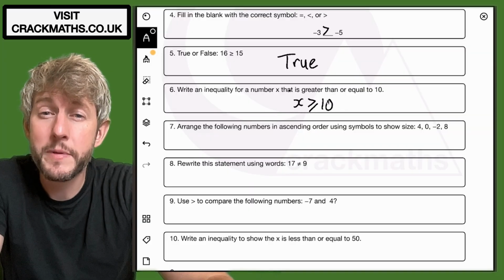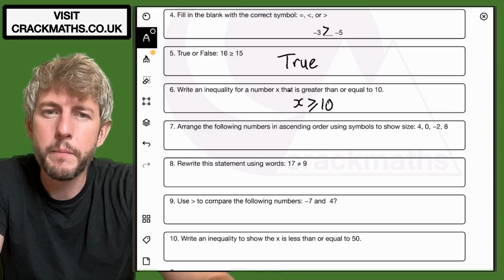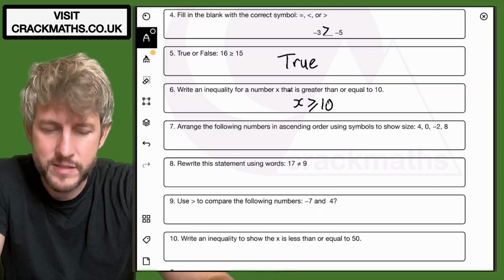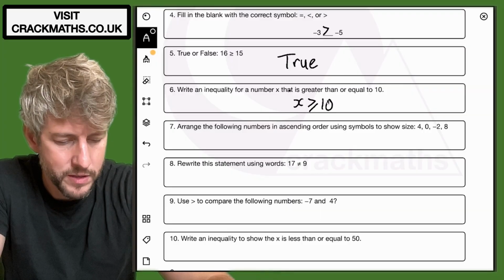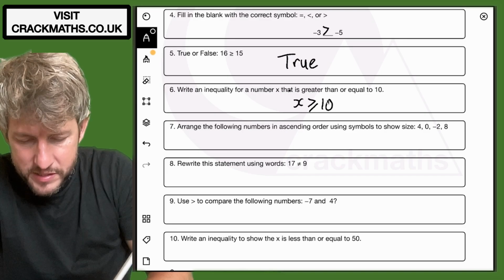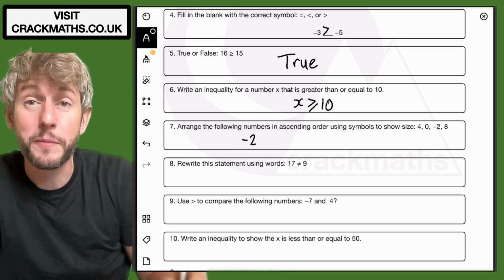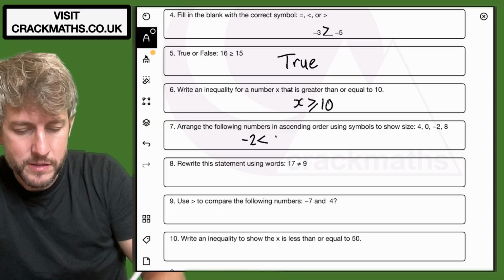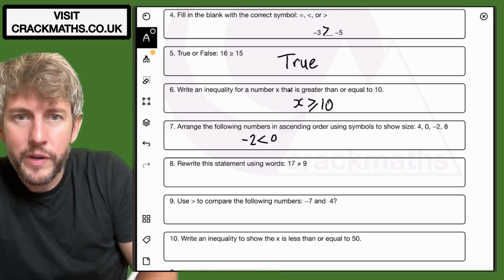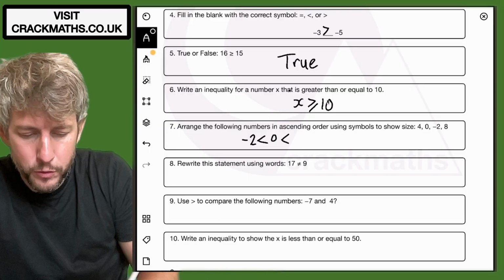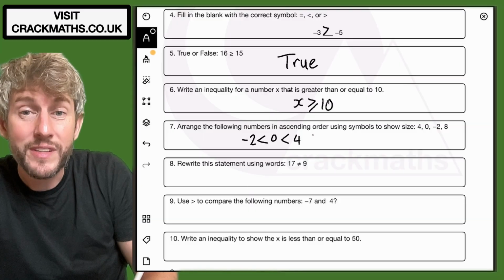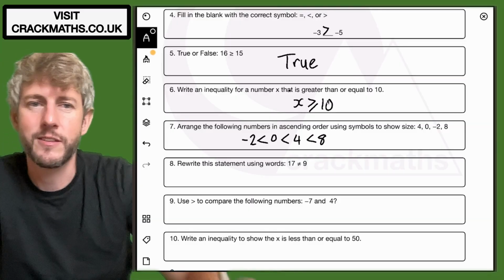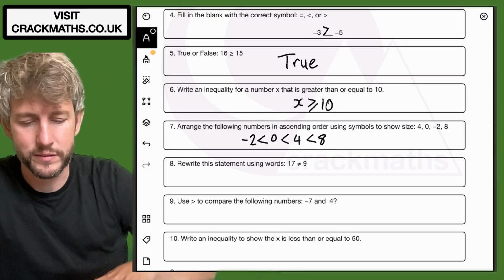Right, question 7. Arrange the following numbers in ascending order using symbols to show size. Okay, right. So we've got -2 is the smallest. So ascending means smallest to largest. And then that's less than 0, which is less than 4, which is less than 8. Okay, right.